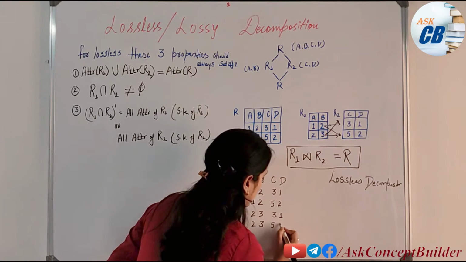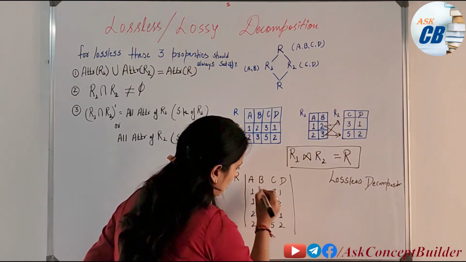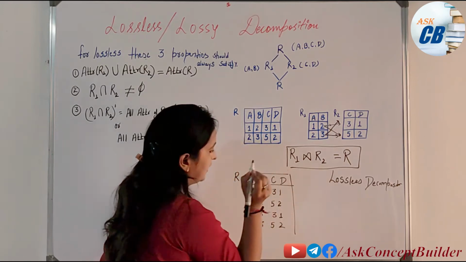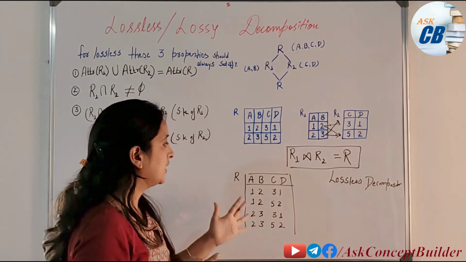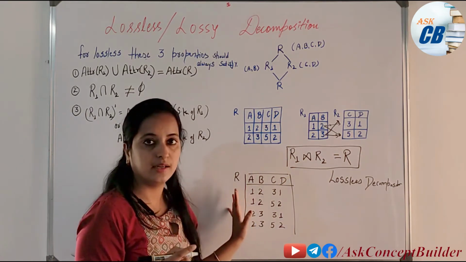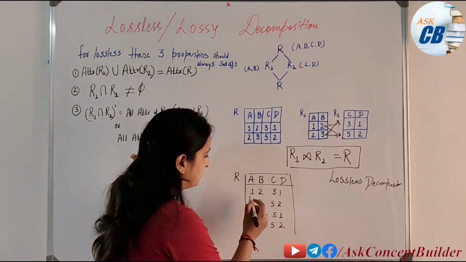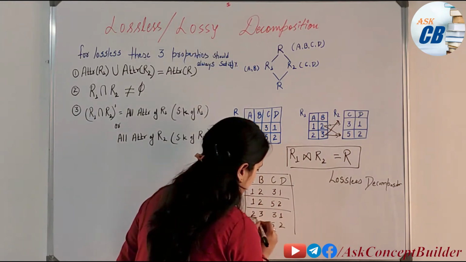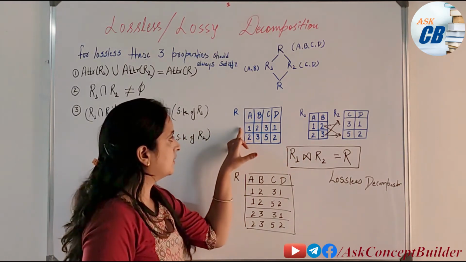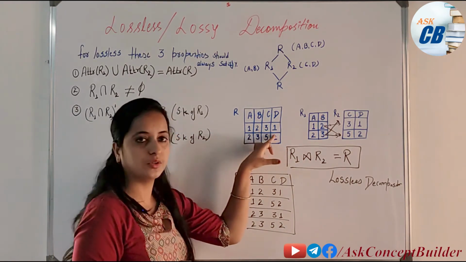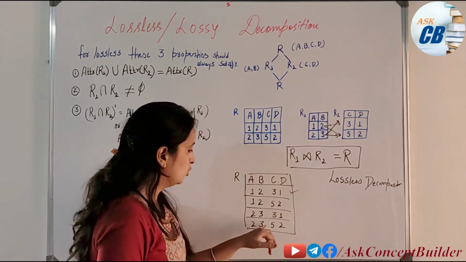Okay, now this is our table which we have got after combining our relations R1 and R2. Now what we have to check is: are we getting the same relation R? See here in this table, what were our tuples in R? (1, 2, 3, 1). Are we having (1, 2, 3, 1)? Yes. (2, 3, 5, 2), (2, 3, 5, 2).